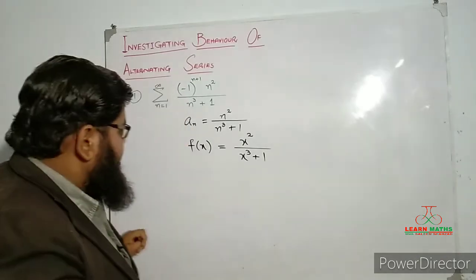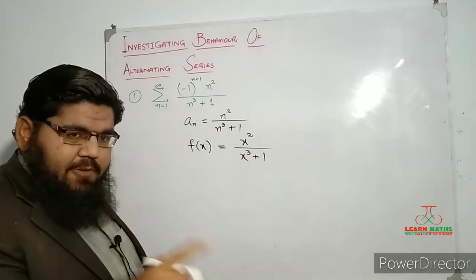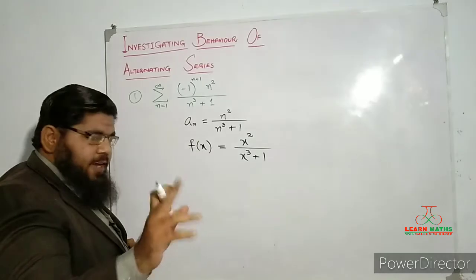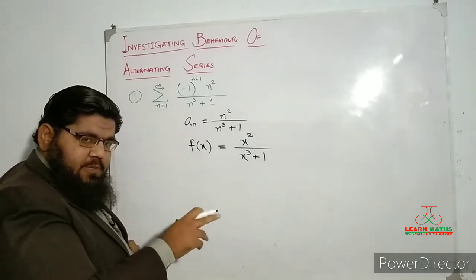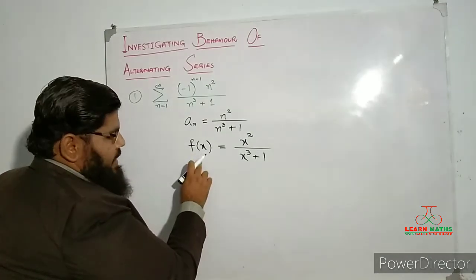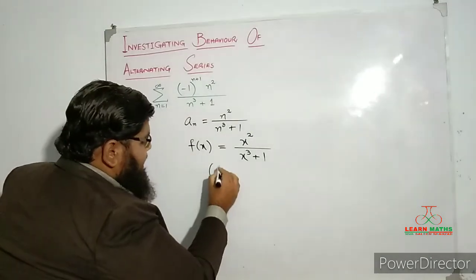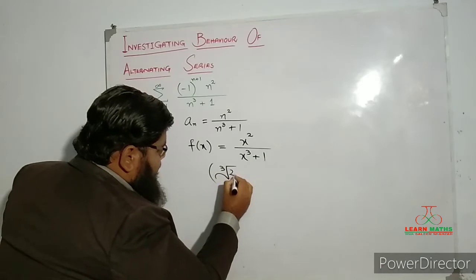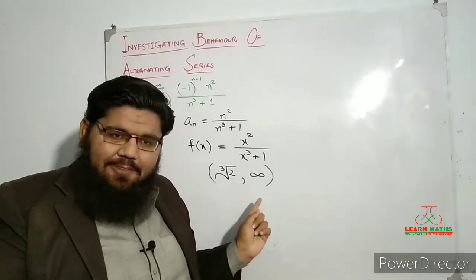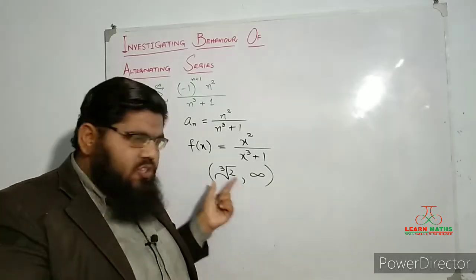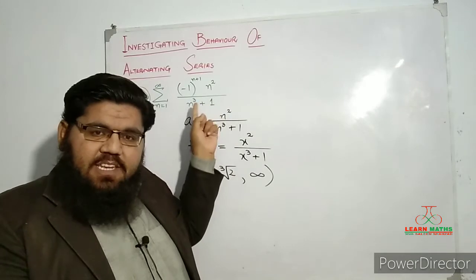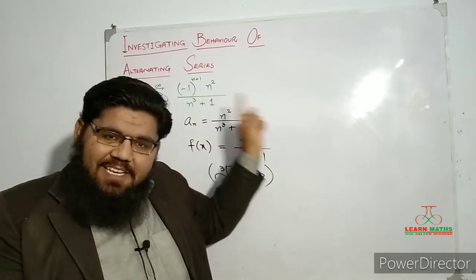As I have done this in my rough work, I have concluded, and you can conclude as well. I'm inviting you to do this by yourself. You will see that this function is actually decreasing in this interval, third root of 2 to infinity. And this shows us that the size of the terms of this series is actually decreasing.